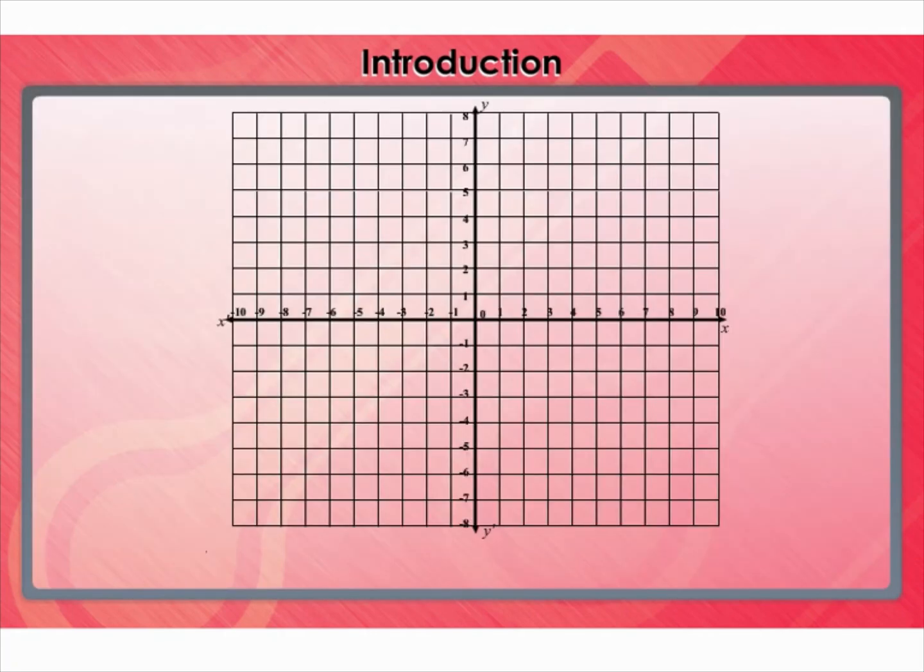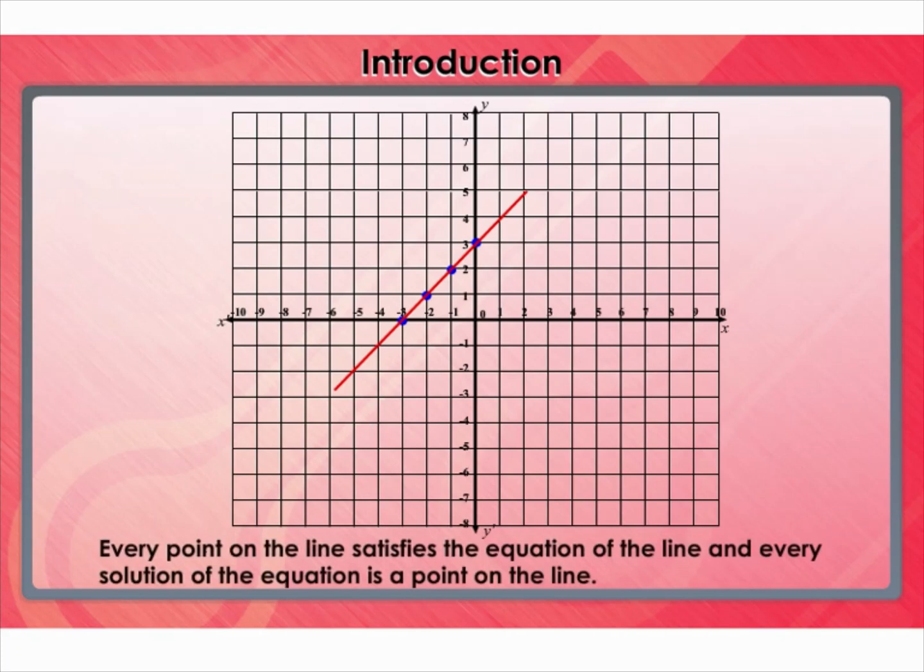Introduction. You already know how to plot points in the Cartesian plane. Now join any two of these points and form a straight line. In this lesson, we are going to learn that every point on the line satisfies the equation of the line, and every solution of the equation is a point on the line.